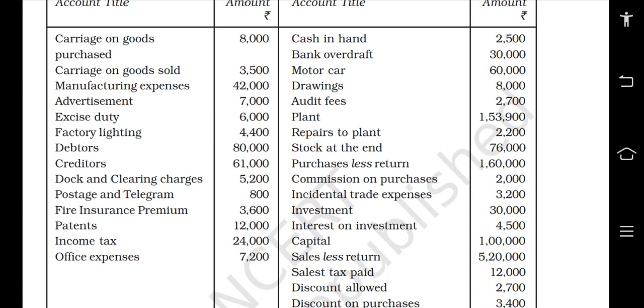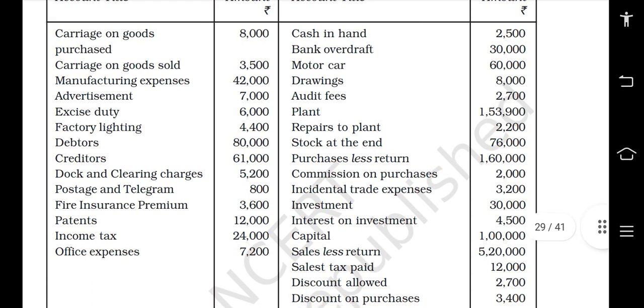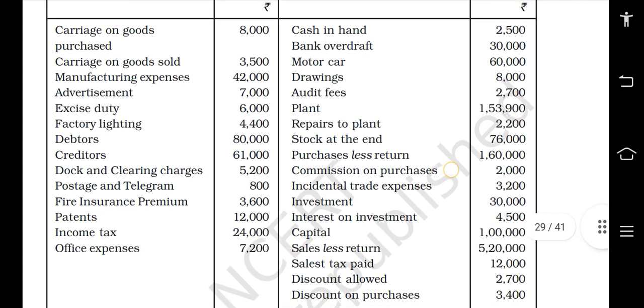Debtors and creditors. Debtors are the people who owe to us. That means debtors are an asset to the firm, so they will come on the asset side of the balance sheet. And creditors, that means the firm owes money to other people. So we write the creditors account on the liability side of the balance sheet.